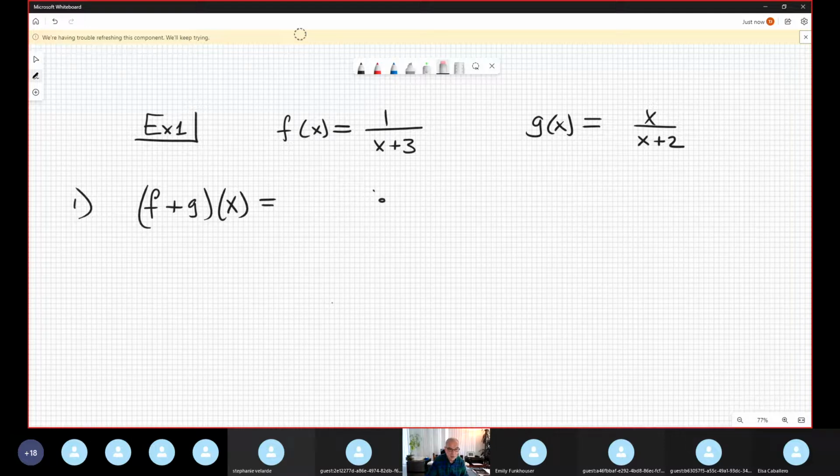Look, the expression is you put this and this together. It's 1 over x plus 3 plus x over x plus 2.